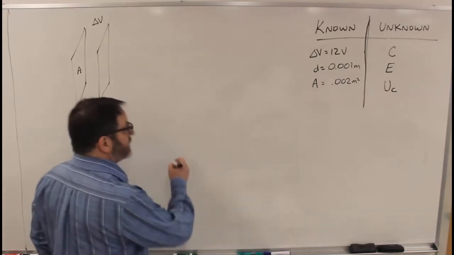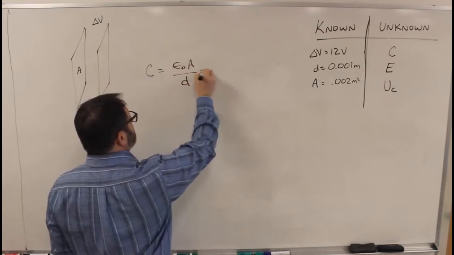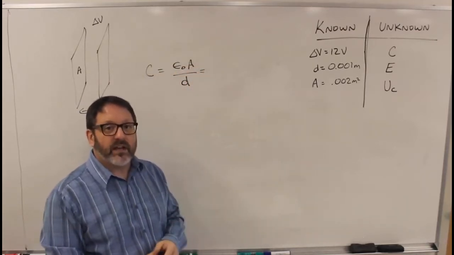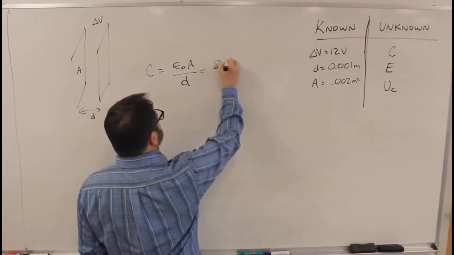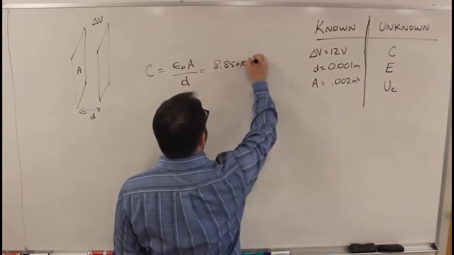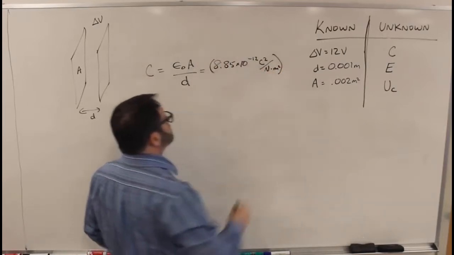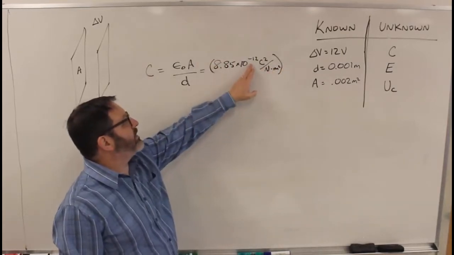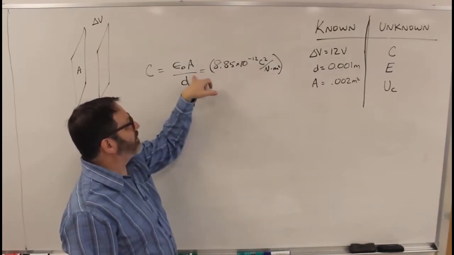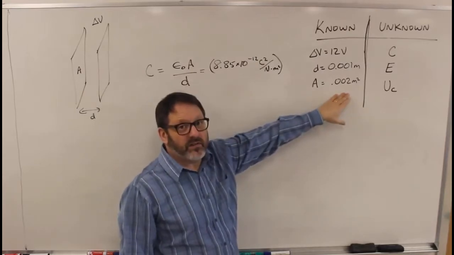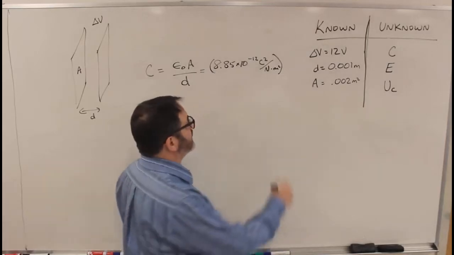So the capacitance, C is epsilon naught A over D. Epsilon naught is the permittivity of free space, so I just need to look that up. 8.85 times 10 to the minus 12 coulombs squared per Newton meter squared. Multiply that by A. A I converted to square meters. Don't forget, you have to convert centimeters to meters twice to do that.